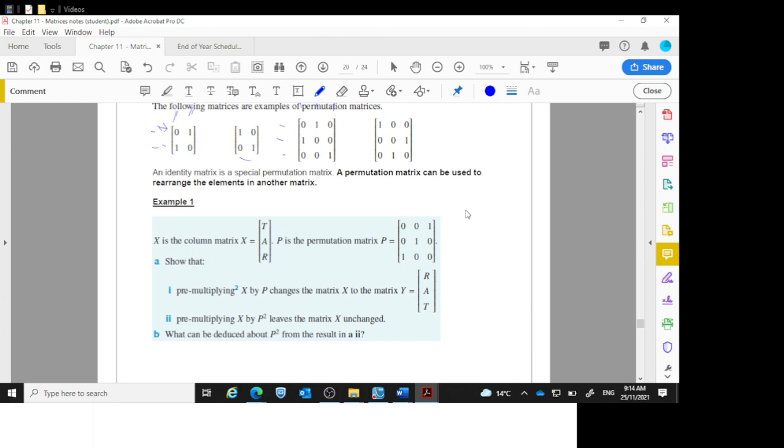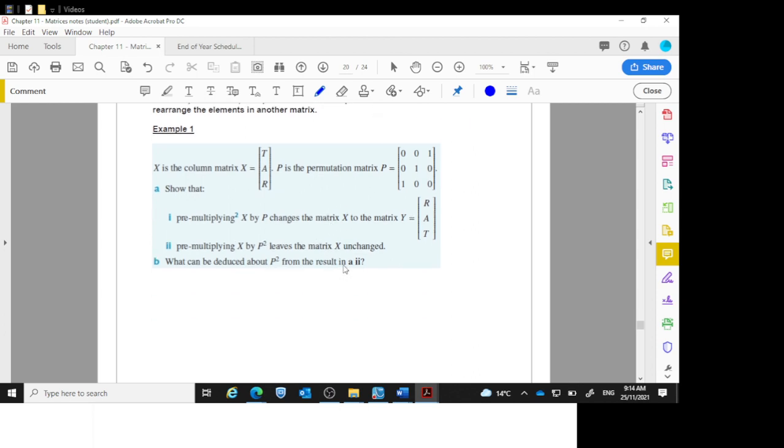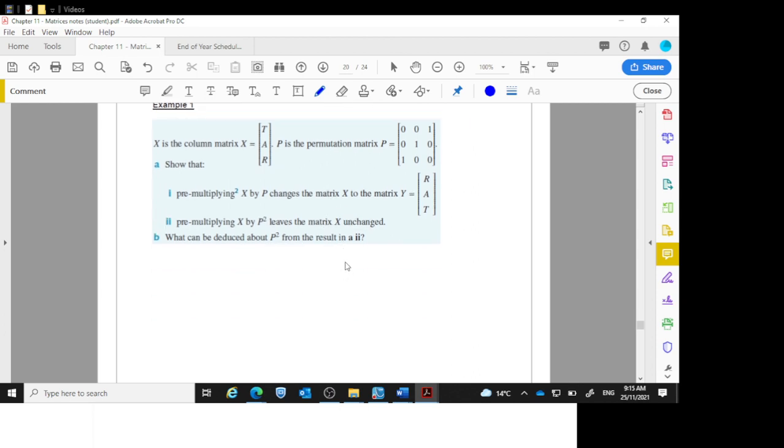A permutation matrix can be used to rearrange the elements in another matrix. So in other words, we change the order. Here's an example. X is a column matrix TAR. P is a permutation matrix P, which equals 0, 0, 1, etc. Show that pre-multiplying X by P changes matrix X to matrix Y, which will equal RAT.